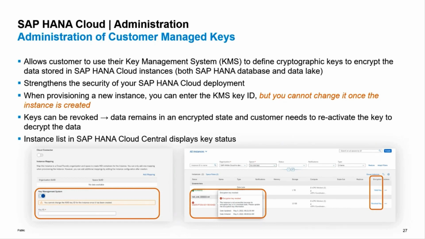And also, if a key has been revoked, then under the status of the instance in the first column here, you'll actually see a message that tells you that that has happened, and then you can click on the instance name to see more information about that. In this particular example, we have an instance where the key was revoked.